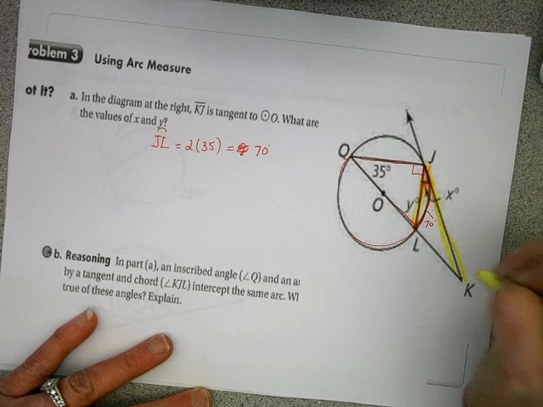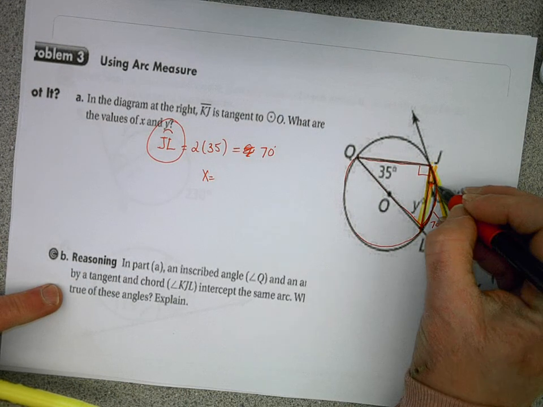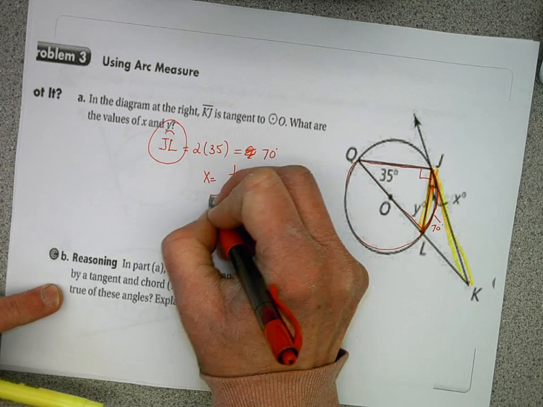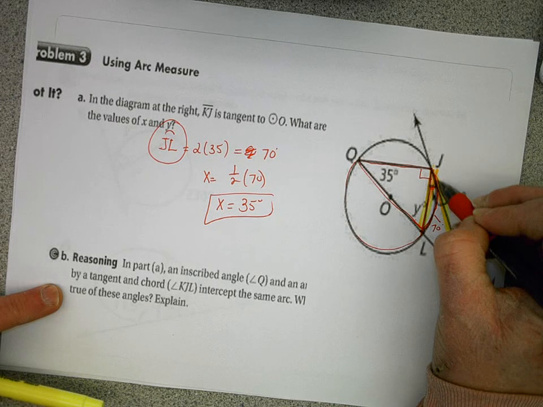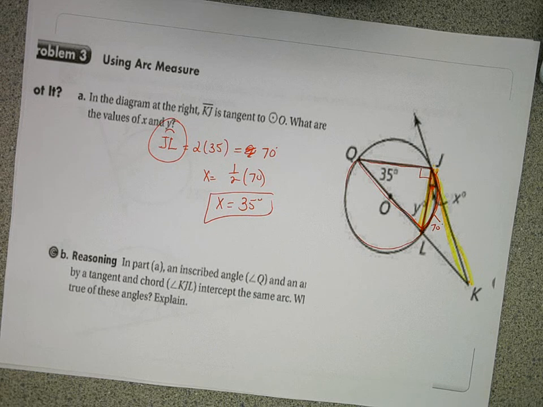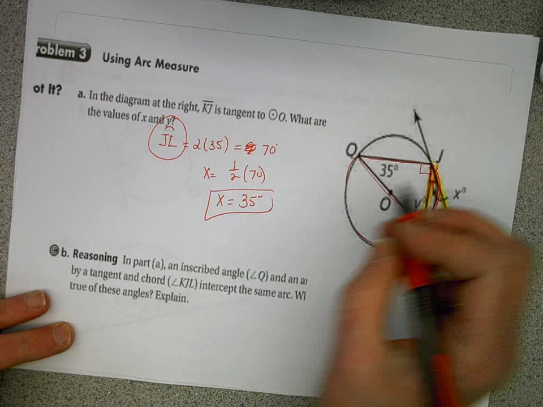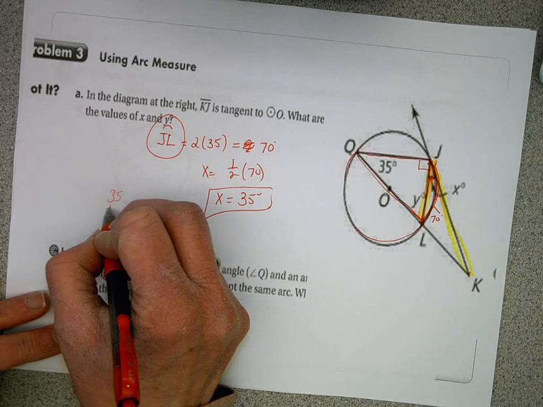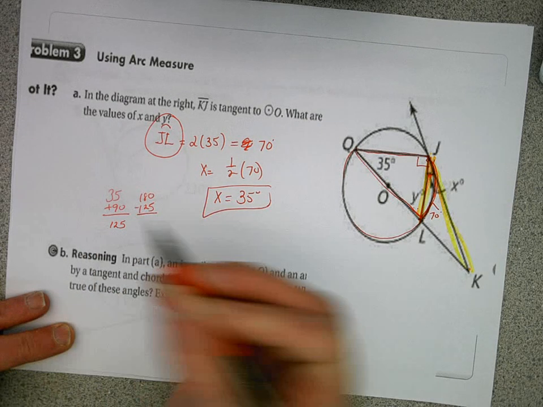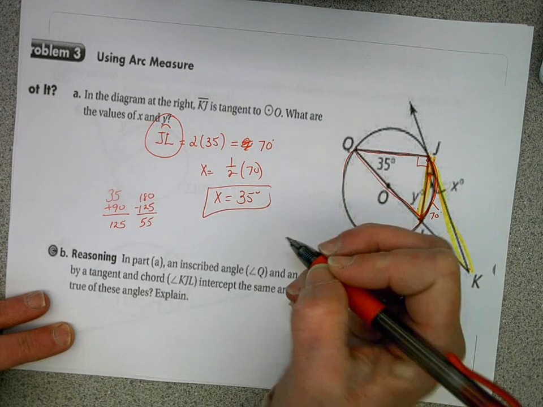LJK. LJK still intercepts that same arc. So X is still half of the arc. So X is 35 degrees. So this angle that's 35 intercepts JL, and also angle X intercepts JL. People really get confused by that. And then Y is in this triangle. So we have in that triangle 35 plus 90, which is 125. We subtract 125 from 180, or 35 from 90, and we get Y is 55 degrees.